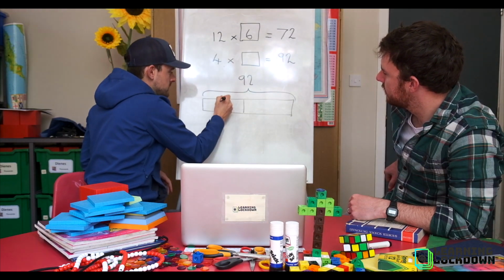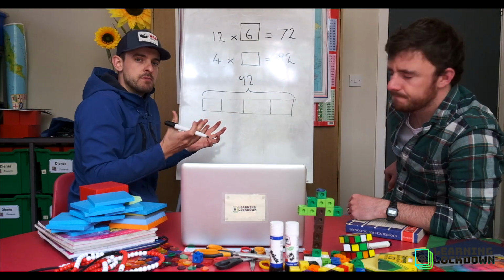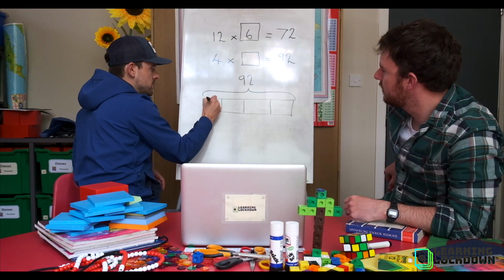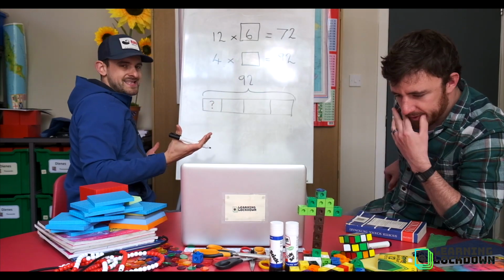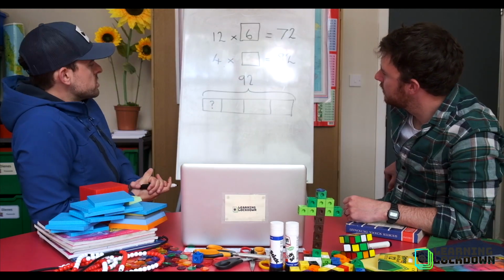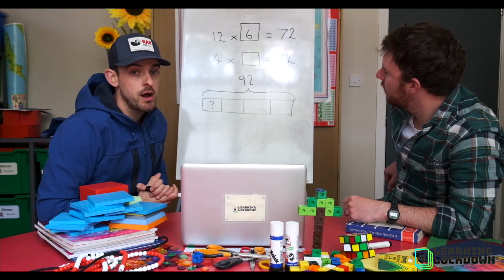So here's 92. And let's say it's made up of 4 chunks of the same number. So this number is the same as that number, it's the same as that number, it's the same as that number. But we don't know what that is. We've got 4 lots of it, but we don't know what it is. So what could we do here, Mr. S? Looking at this diagram, how could this help us? This is called a bar model, by the way.